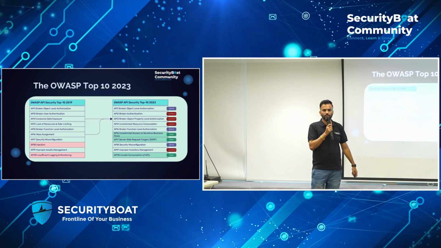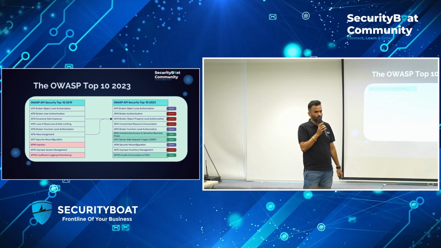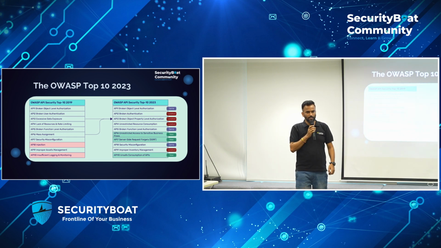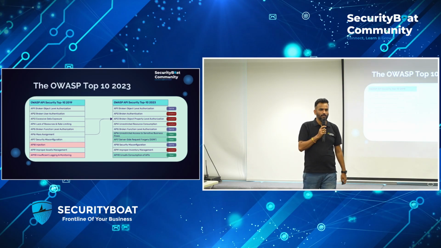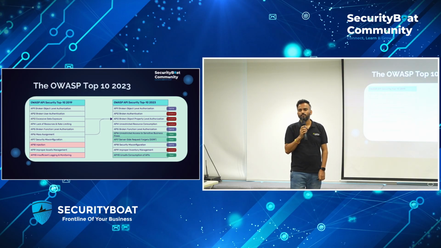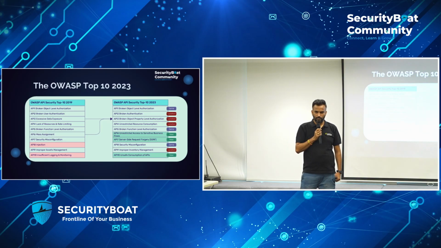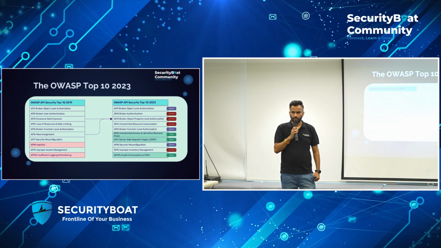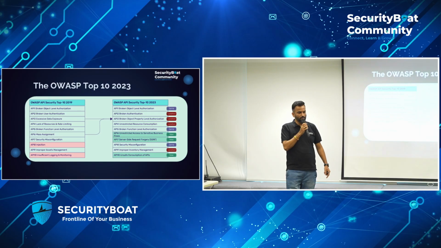OWASP Top 10. Okay, one. How many are aware about OWASP? What is OWASP? Can you tell what is OWASP? OWASP is a publisher for cybersecurity, an international publisher. Okay, anyone else want to try? Basically it's an organization which releases a new top 10 of vulnerabilities or problems faced by the developers. Correct. So OWASP is an organization, a community.